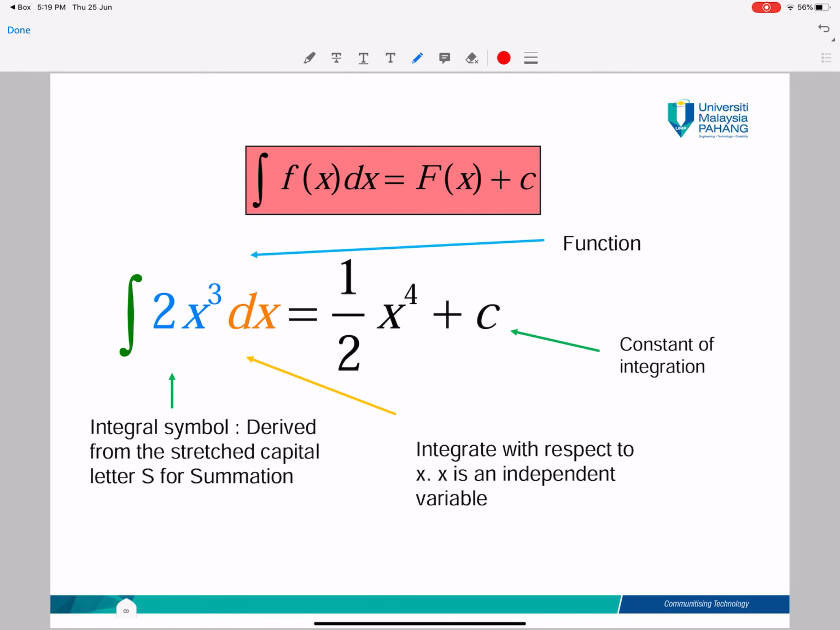In this case, this is the antiderivative, and the process of finding this antiderivative is called integration, and we use the integral symbol, which is actually derived from the stretched capital letter S, which stands for summation. It is based on the concept of summation.